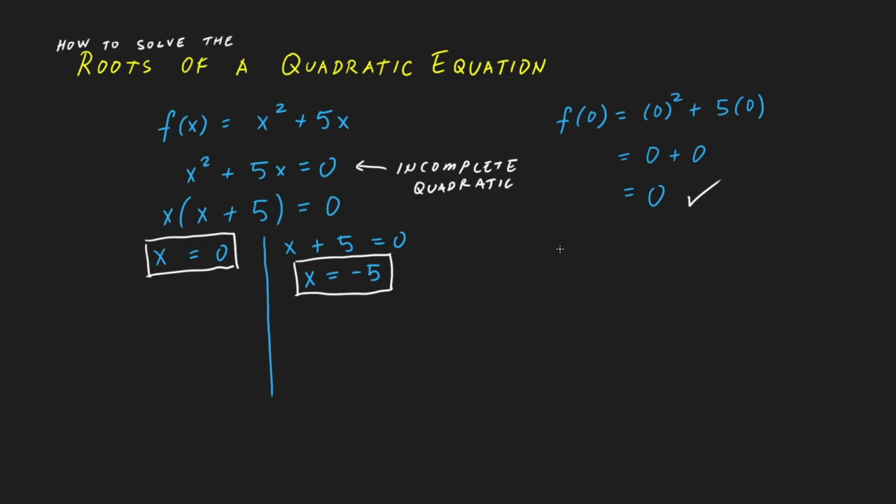So what about f of negative 5? Let's try that out. So here, you're going to have negative 5 squared plus 5 times negative 5. There we go. So negative 5 squared, that's positive 25. And here you have positive 5 times negative 5. That's going to be negative 25. So you're going to end up with 25 minus 25. You're going to end up with 0. So this is correct. All right.